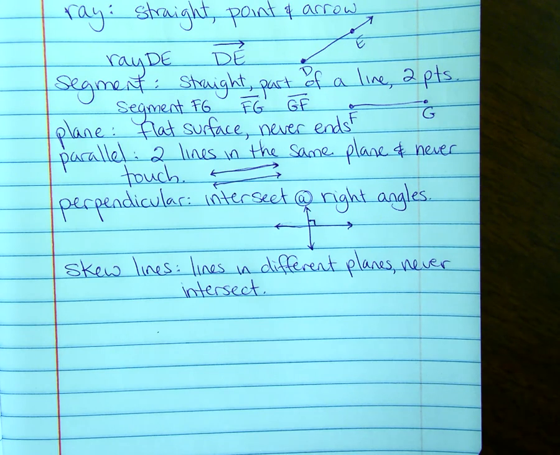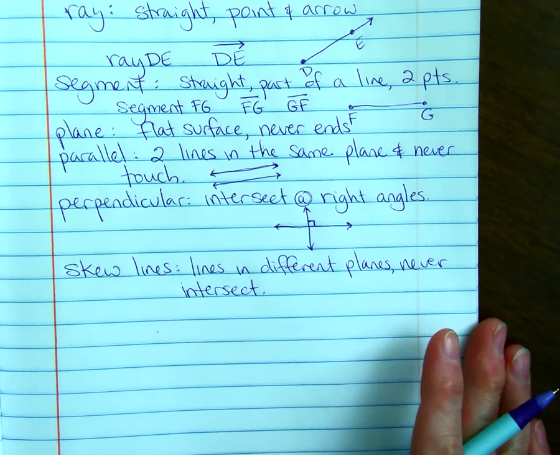Those two lines, the middle of your road and the telephone pole, are skew lines. They're never going to intersect and they're on different planes. Okay, so that's what skew means, different planes.